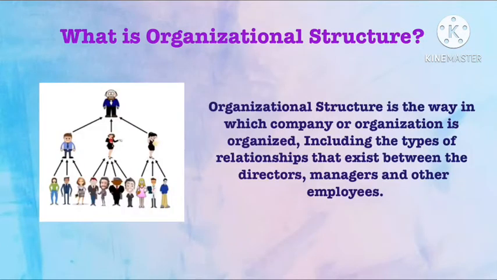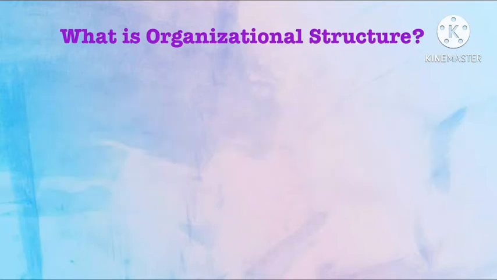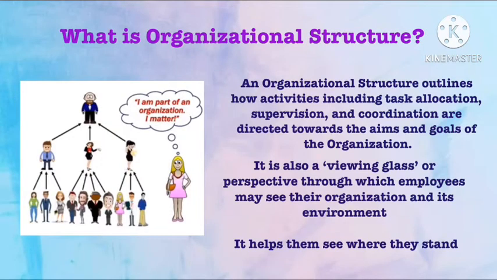Organizational structure is the way in which a company or organization is organized, including the types of relationships that exist between the directors, managers, and other employees. An organizational structure outlines how activities including task allocation, supervision, and coordination are directed towards the aims and goals of the organization. It is also a viewing glass or perspective through which employees may see their organization and its environment. It helps them to see where they stand.